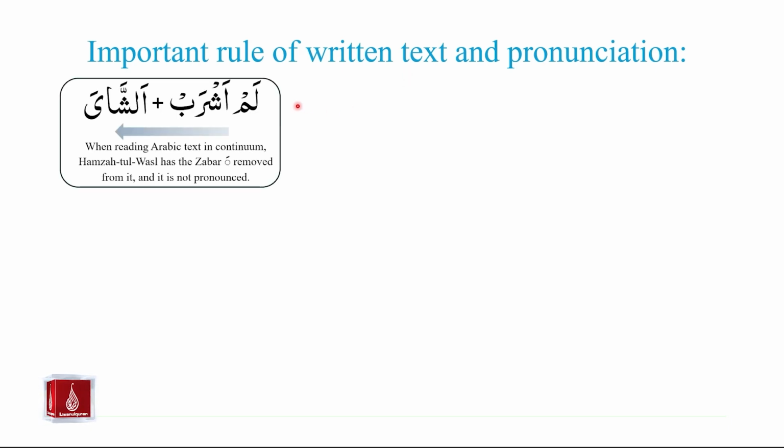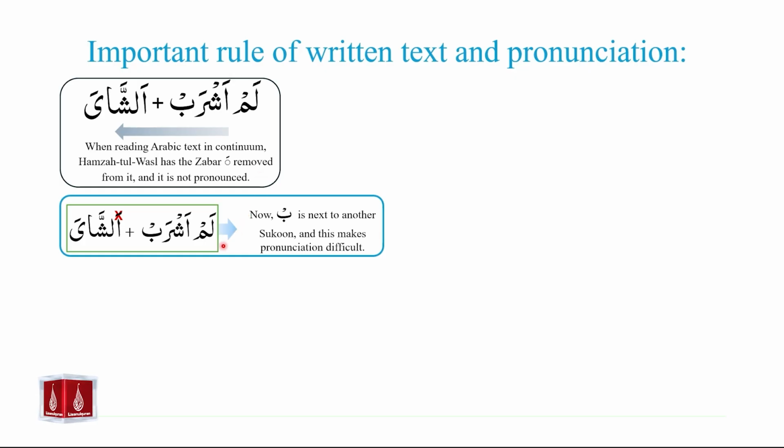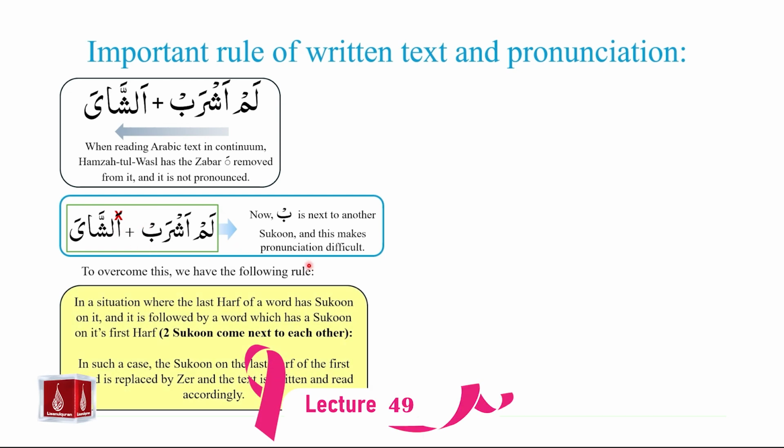We will use the example of lam ashrab plus ashaya. When reading the Arabic text in continuum, Hamzatul Wasl, which is this Hamza, has the zabar removed from it and it is not pronounced. So we end up in a situation like this where we have lam ashrab, then we remove the zabar from Hamzatul Wasl and ashaya. So now this ba with the sukoon on it is next to another sukoon and this makes pronunciation difficult. To overcome this, we have the following rule.